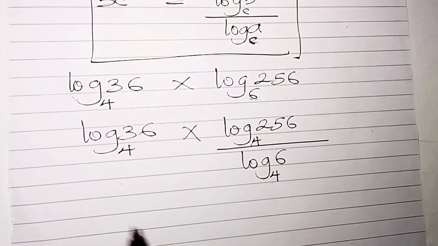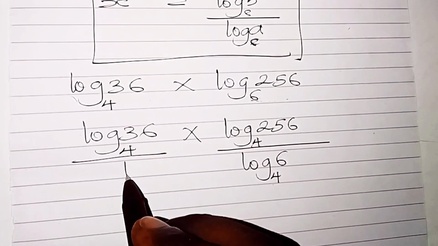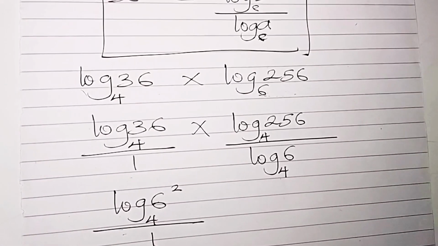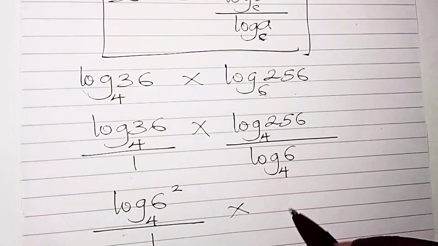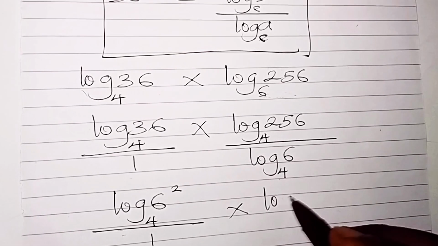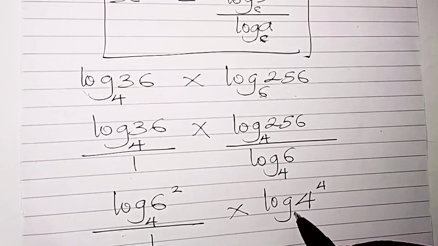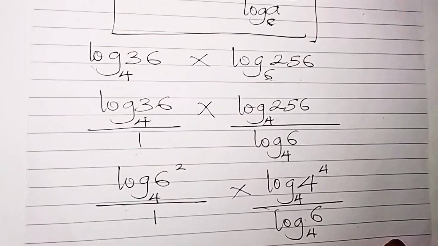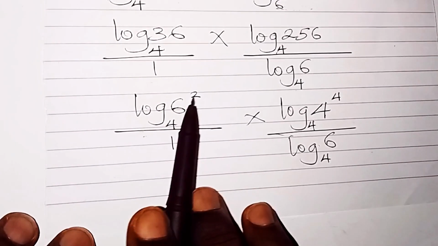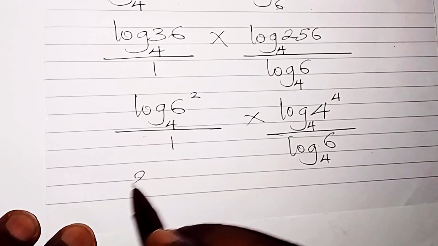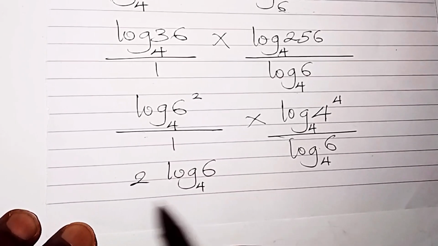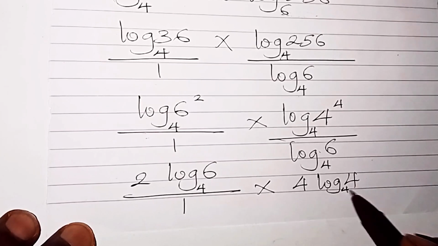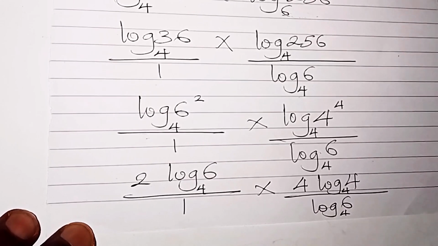Then sorting this out, we can break down the first term over 1, and this can be log 6 squared, that's 36, base 4 divided by 1, multiplied by, and then 256 can actually be 4 raised to the power of 4, so that's log 4 raised to the power of 4 base 4 divided by log 6 base 4. We can go further by applying one of the laws of logarithm. This becomes 2 log 6 base 4 divided by 1 multiplied by 4 log 4 base 4 divided by log 6 base 4.